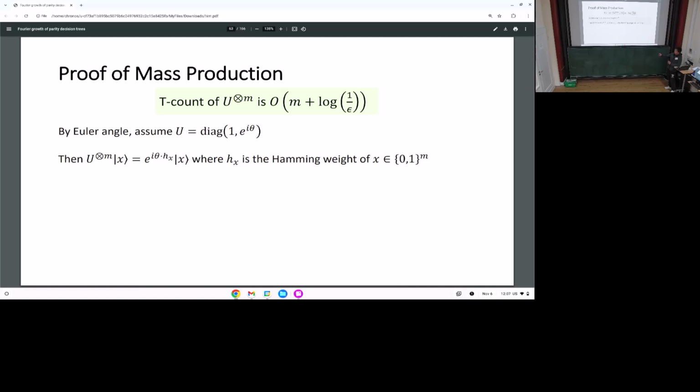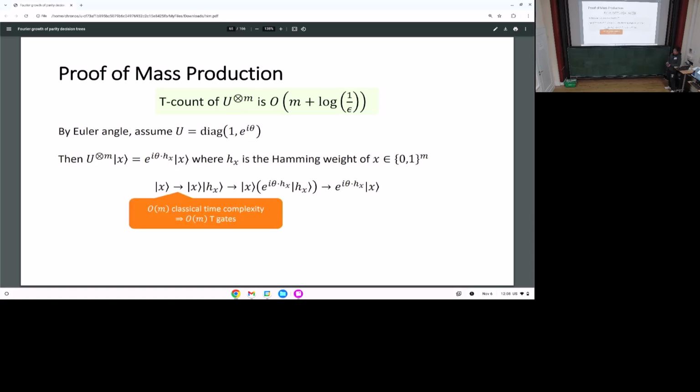The phase will be e to the i theta times h_x, where h_x is the Hamming weight. You just count how many ones, and then you rotate by e to the i theta that many times. So this gives rise to the following simple circuit. You start from the input x, you compute in a classical way the Hamming weight. Then, looking just at the Hamming weight, you put in the correct phase. And then you uncompute the Hamming weight. And this will give what you want.